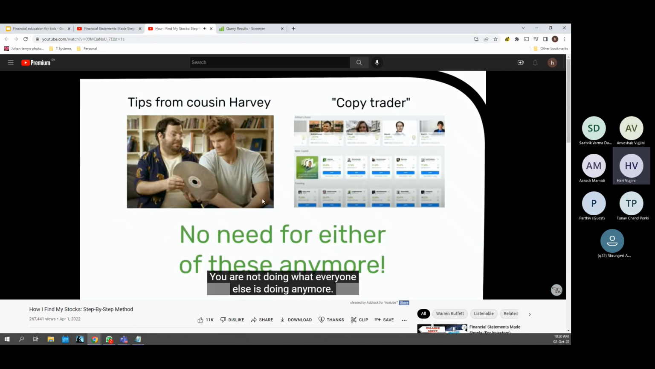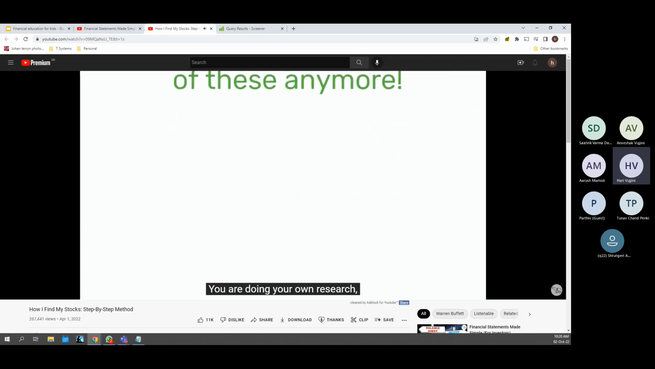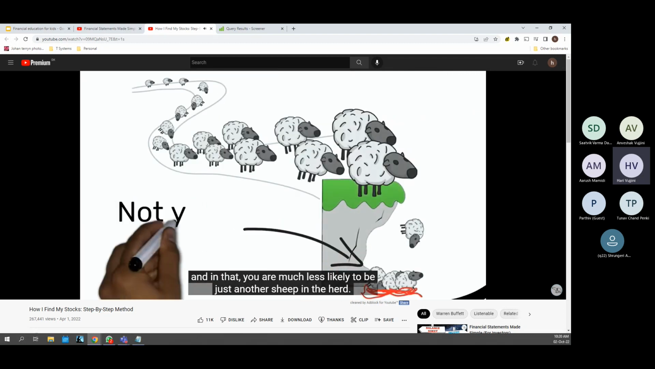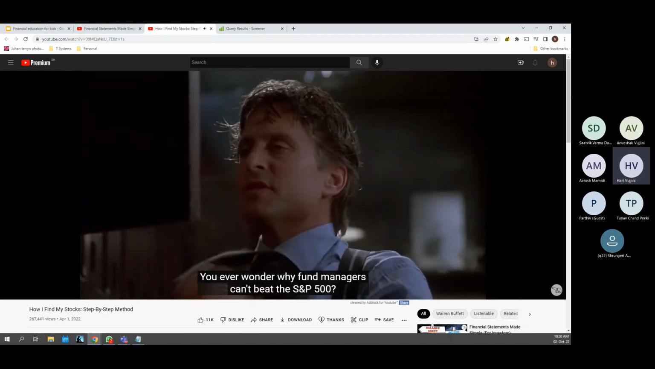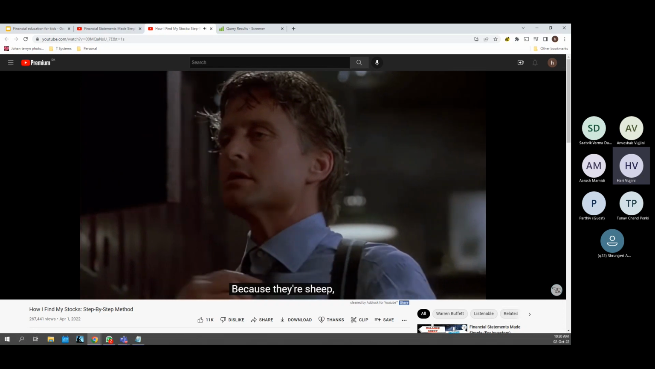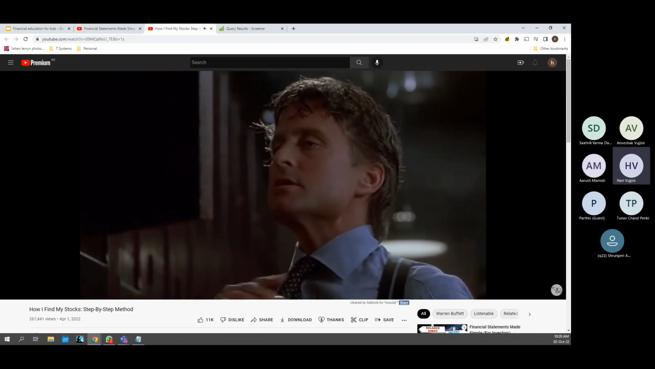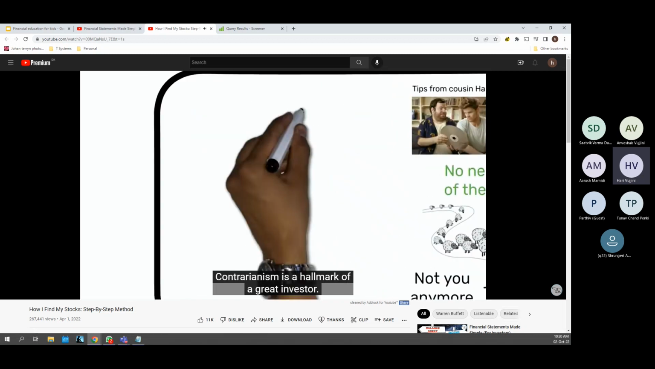You are not doing what everyone else is doing anymore. You are doing your own research, and in that, you are much less likely to be just another sheep in the herd. You ever wonder why fund managers can't beat the S&P 500? Because they're sheep, and sheep get slaughtered. Gordon Gekko might not be the best role model around, but he is right about this one. Contrarianism is a hallmark of a great investor.